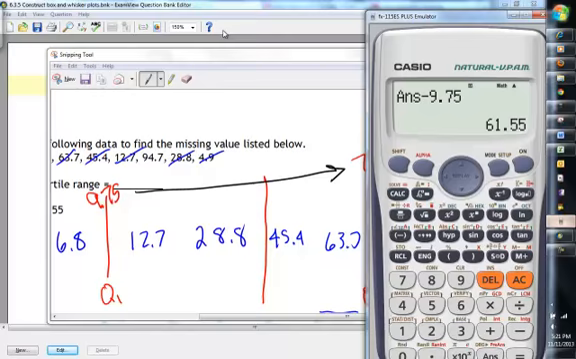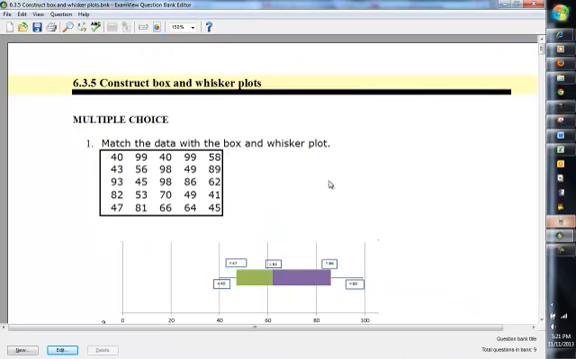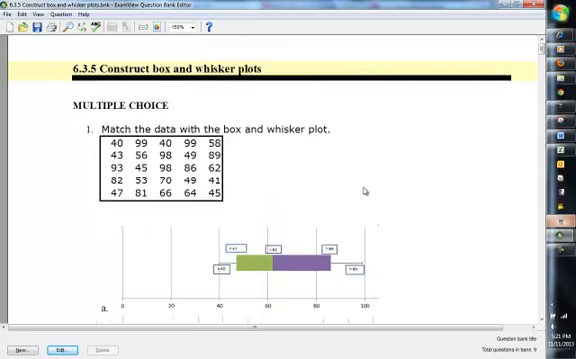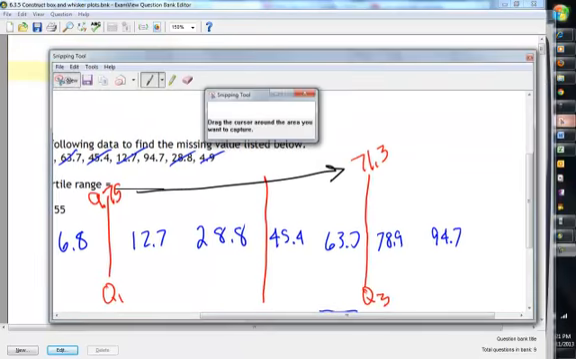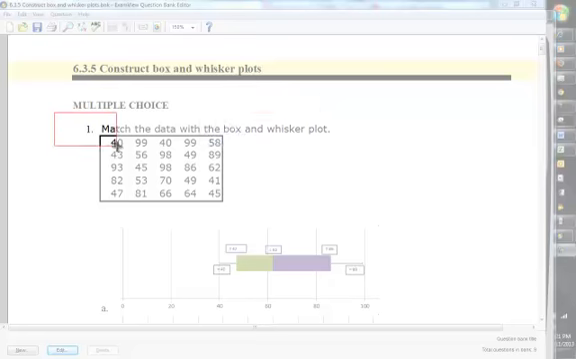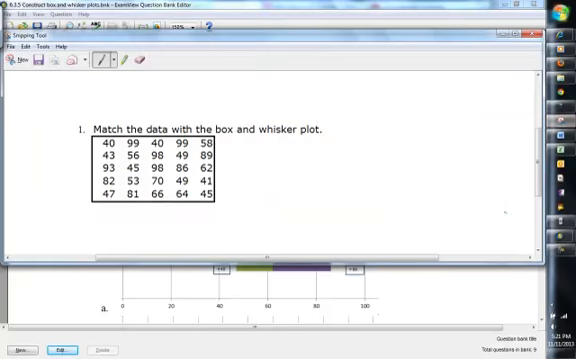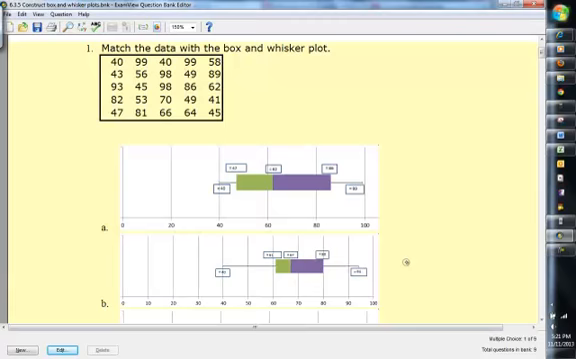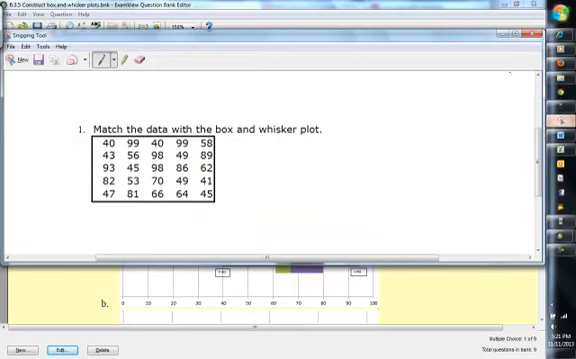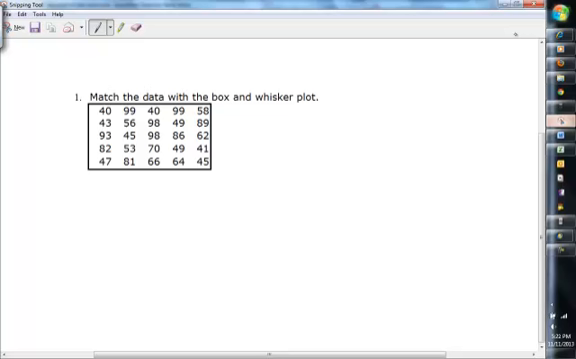Next thing, 6.3.5 tells us to make a box and whisker plot of the data. Okay, so in order to do that, we're going to take the data and arrange it in order.